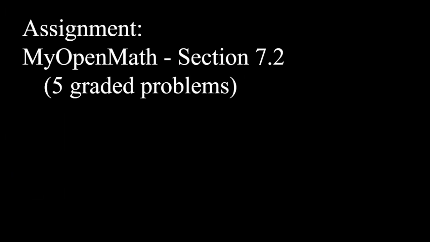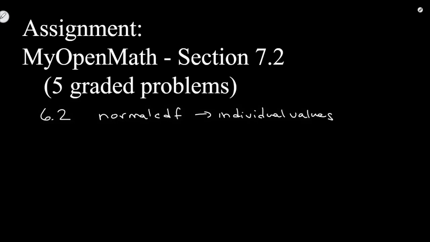Again, just to emphasize what we've got going on here, in section 6.2, we were applying the normal CDF to individual values. Okay, and we were applying them, and we would plug it into our calculator. We'd find the mean, we'd find the standard deviation, and we would plug it in and find those proportions or probabilities. When we moved on to 7.1, then we were applying that normal CDF again, but this time we were applying them to sample means.